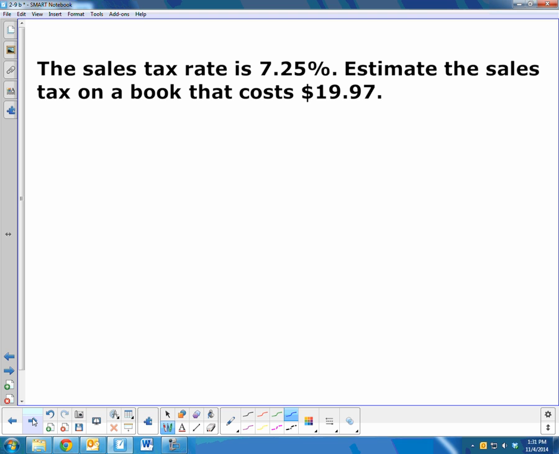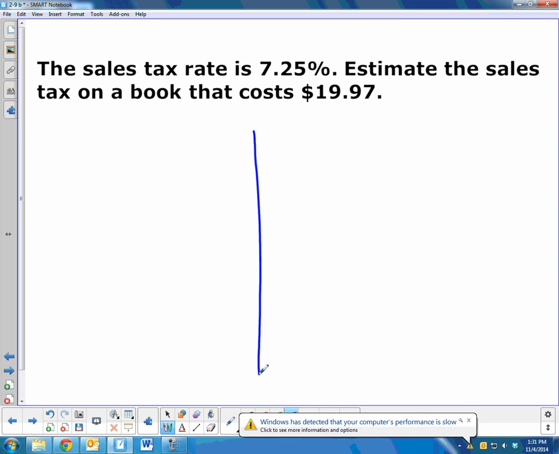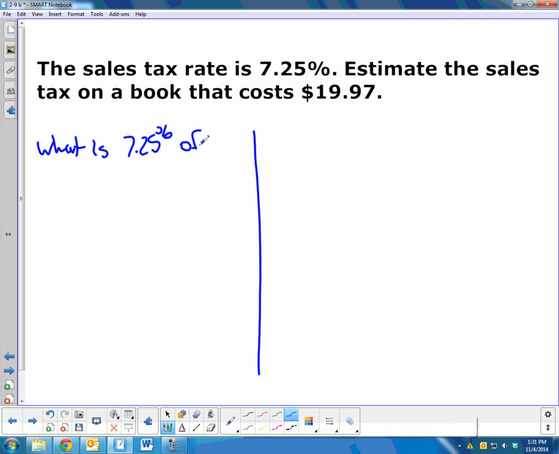So here's another one. Sales tax. Sales tax is 7.25%. We want to estimate the sales tax on a book that costs $19.97. So again, two ways to do it. We can say, what is 7.25% of $19.97? That's our question. So I can set up a proportion.